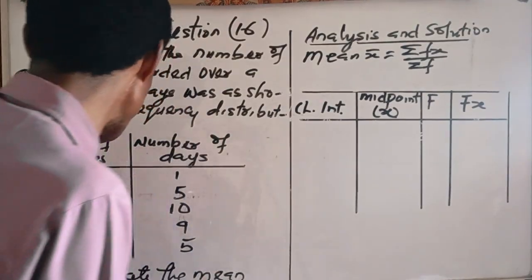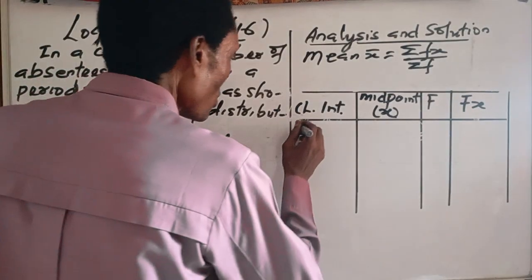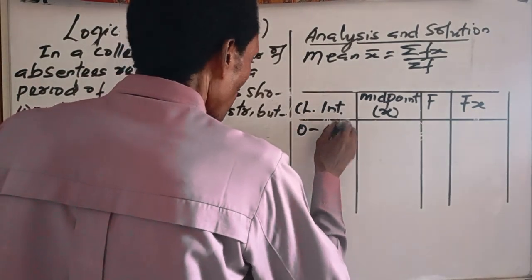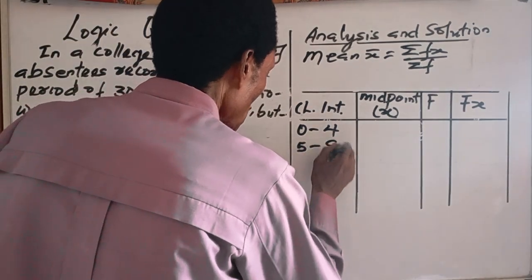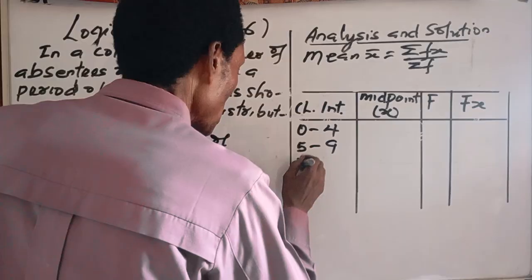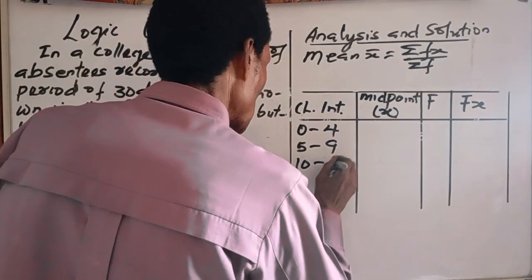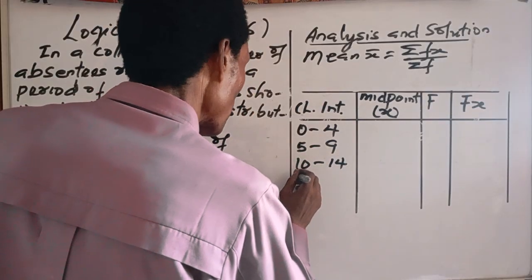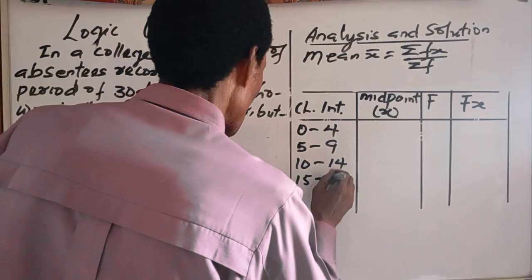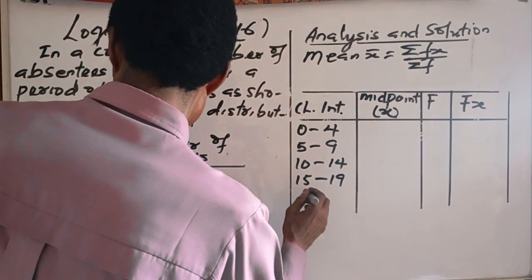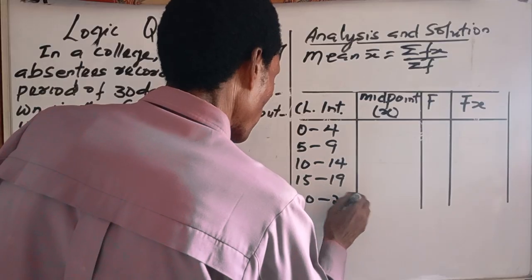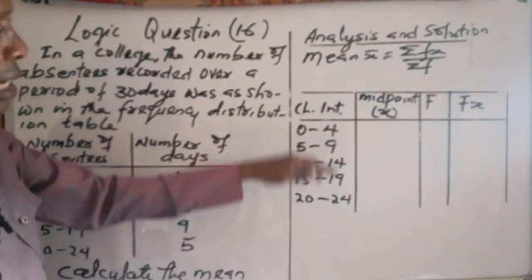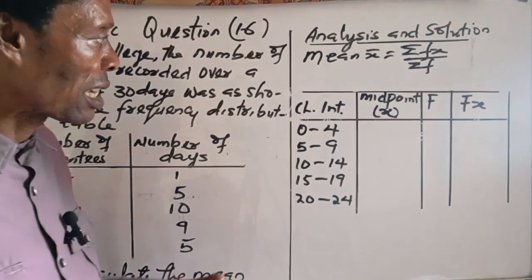Let's see the class intervals, which is 0 to 4. The next one is 5 to 9. The next one is 10 to 14. The next one is 15 to 19. The next one is 20 to 24. These are the class intervals.